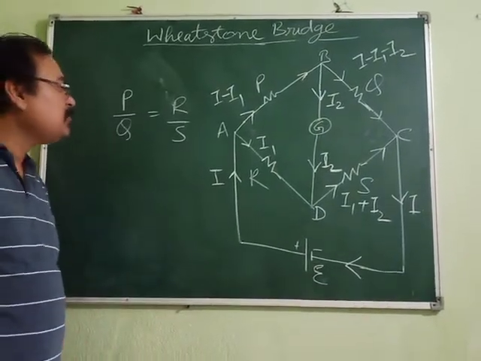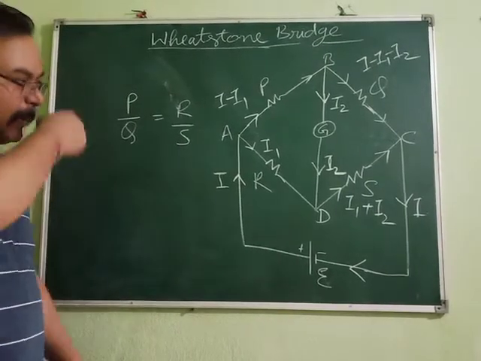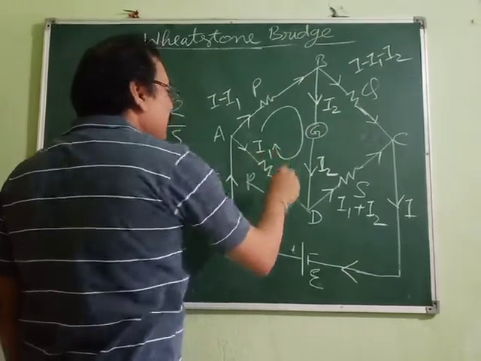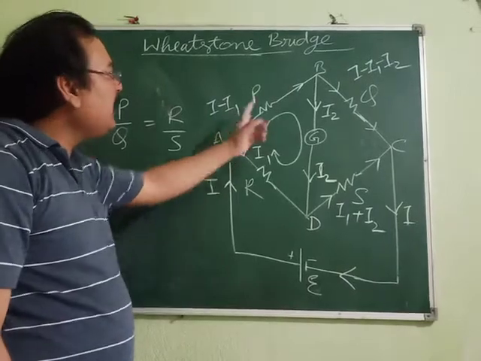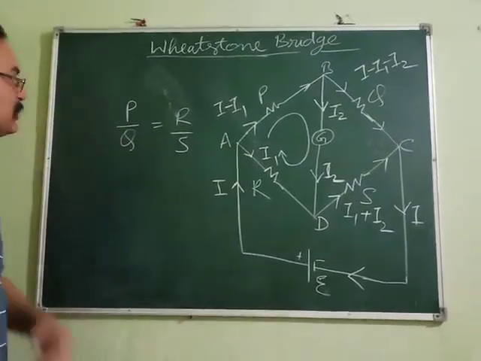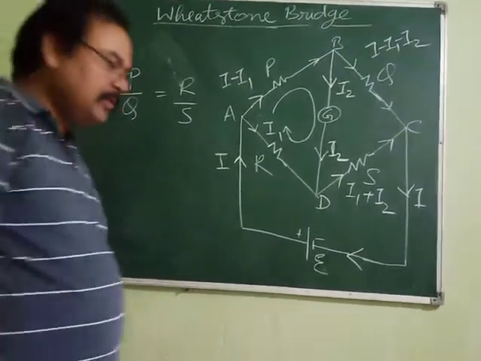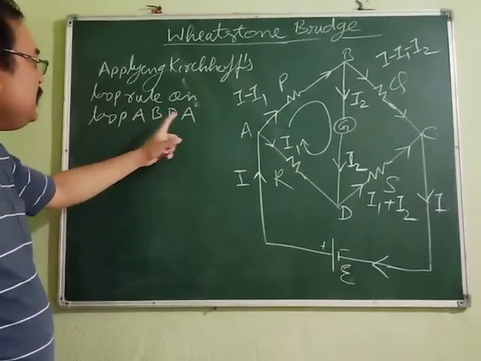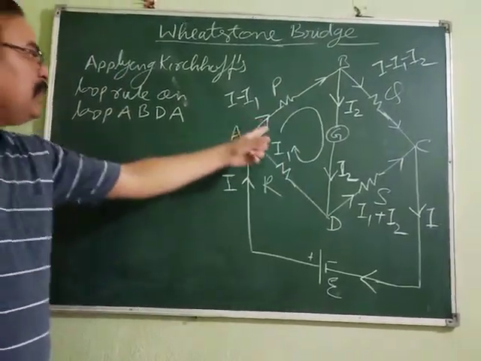Now we need to apply Kirchhoff's loop rule. For applying Kirchhoff's loop rule, we have to decide the direction of motion, that is clockwise. We can do one thing: rather than writing A, B, C, D, we can write 1 also. That becomes very easy for us. But no problem, we are going to write that. So we are going to apply the loop rule on the loop ABDA, this loop, and we are moving in the clockwise direction.